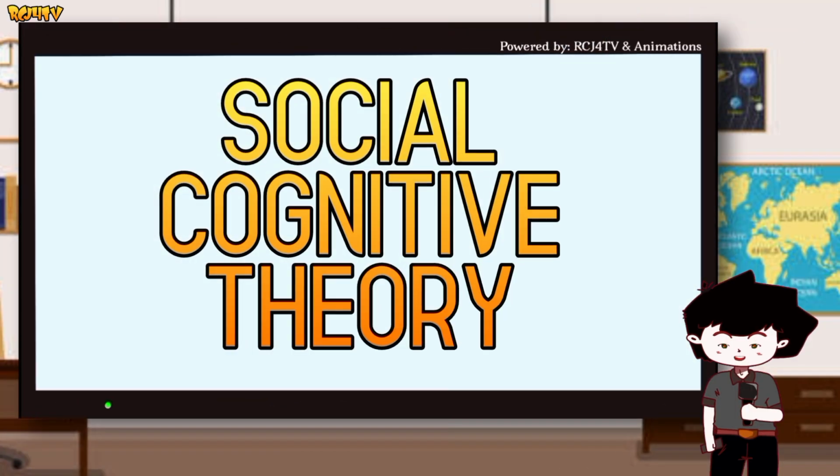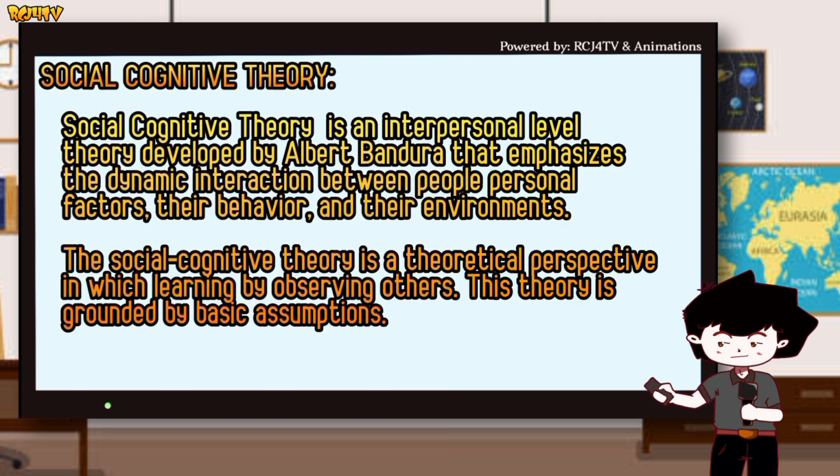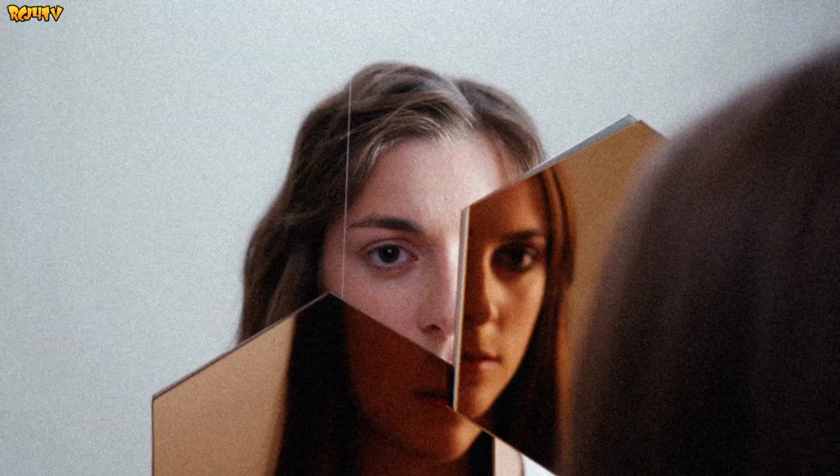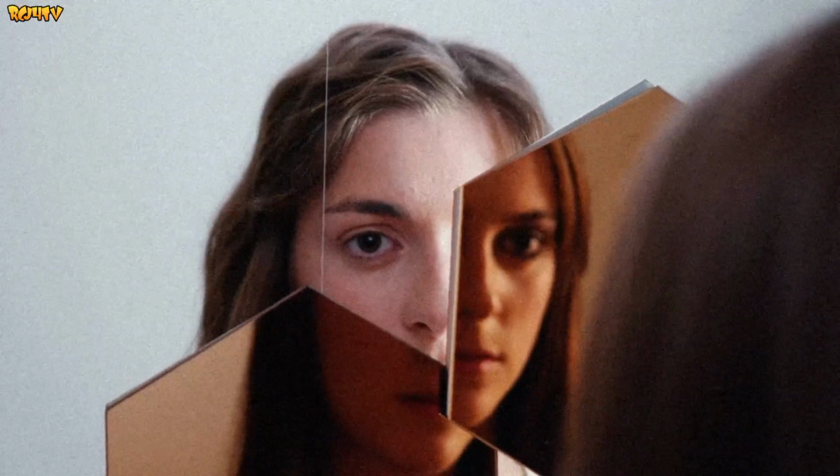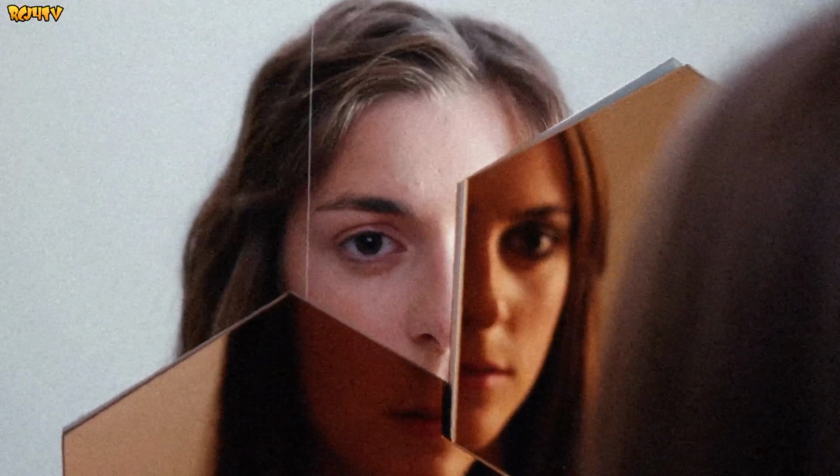Today we are going to discuss something about social cognitive theory by Albert Bandura. Okay, let's first define the social cognitive theory. Social cognitive theory is an interpersonal level theory developed by Albert Bandura that emphasizes the dynamic interaction between people, personal factors, their behavior, and their environments. The social cognitive theory is a theoretical perspective on learning by observing others.